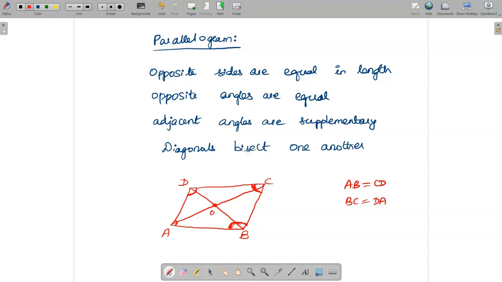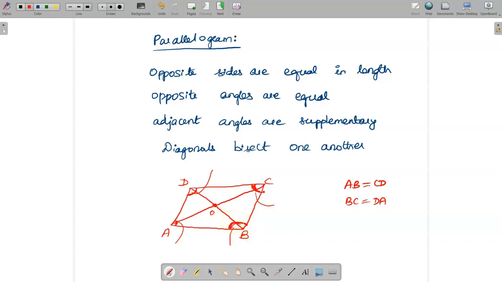So whenever we have a parallelogram, opposite sides are equal and opposite angles are equal. That is, this angle and this angle will be equal. Similarly, this angle and this angle will be equal. So opposite angles are equal. Similarly, the adjacent angles are supplementary. That is, these two angles are adjacent.